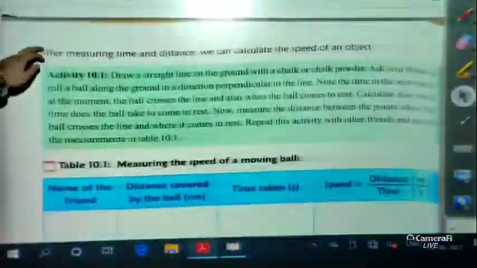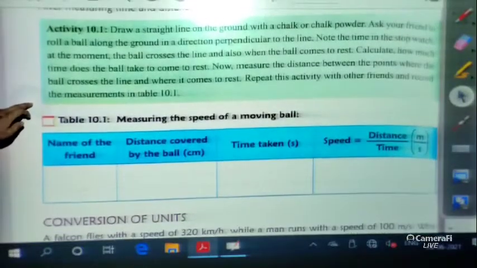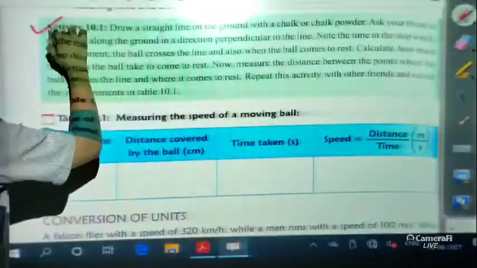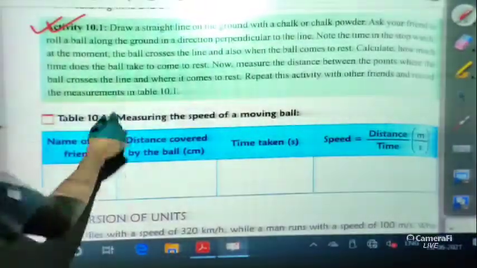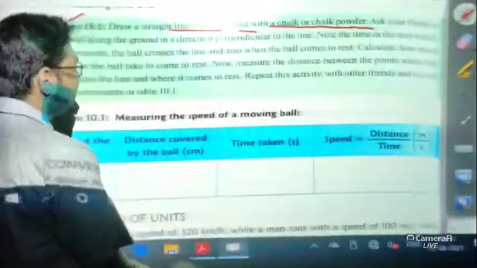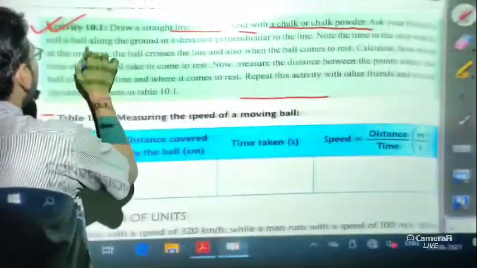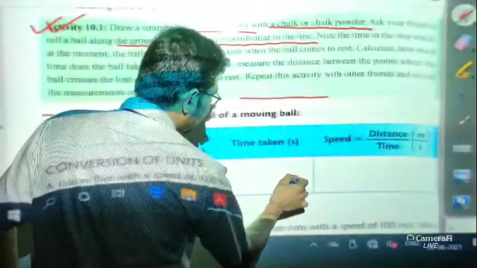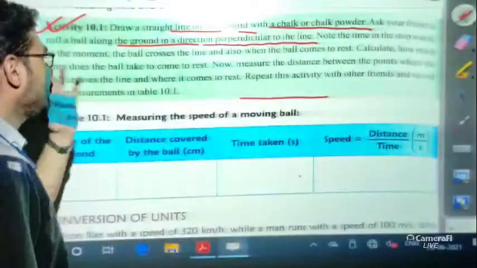There is an activity, Activity 10.1. What does this activity tell us? Draw a straight line on the ground with chalk or chalk powder. Now ask your friend to roll a ball along the ground in a direction perpendicular to the line. Perpendicular to the line means this side. So I am just rolling a ball towards the line.